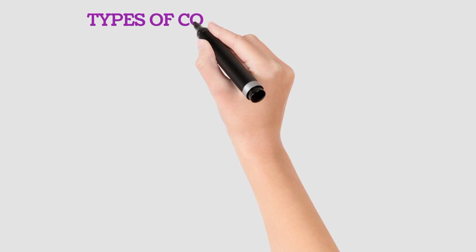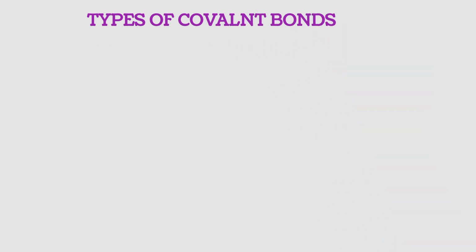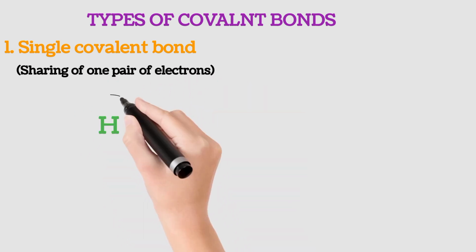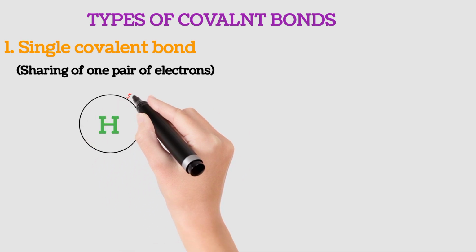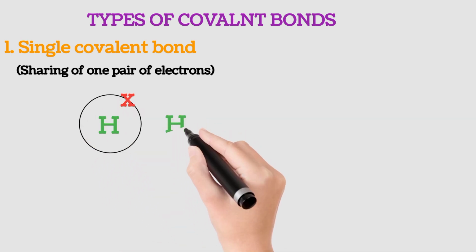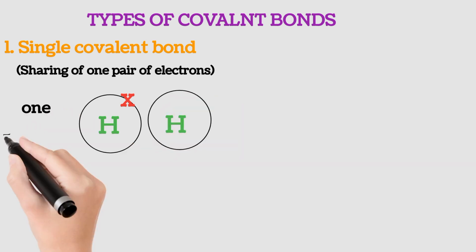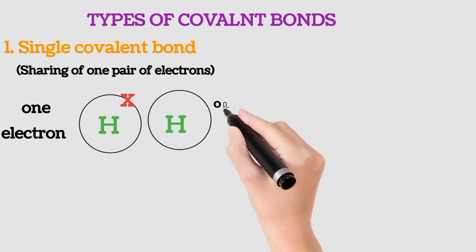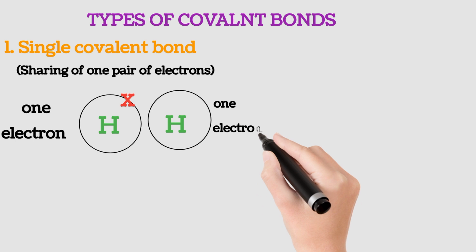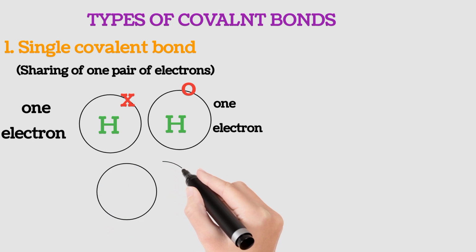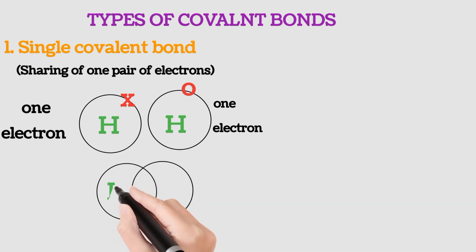Now, let's look at the types of covalent bond. First, let's look at the single covalent bond. In the single covalent bond, 2 atoms mutually share 1 pair of electrons. For example, let's consider 2 hydrogen atoms. We can see that this hydrogen atom has 1 electron in its atomic shell, and also this hydrogen atom has 1 electron in its valence shell. So they will go into chemical combination by sharing 1 pair of electrons to form a covalent bond.